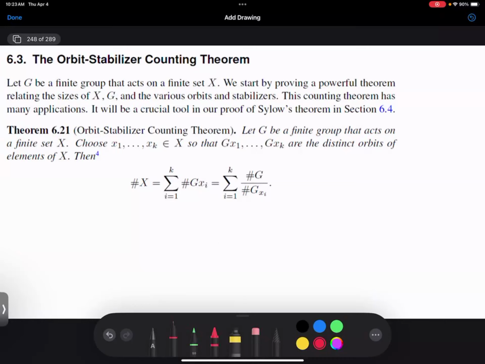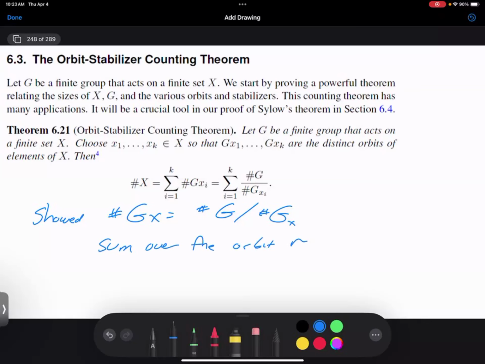And then what this is saying is the size of X is just going to be the sum of the sizes of the orbits, because no element is going to be in two different orbits. Remember, G has inverses, so if you have one element in two different orbits, you can actually get anywhere. And now we're just using the thing we proved a moment ago: the size of the orbit of x is equal to the size of G divided by the size of the stabilizer of x. And now we just sum over the orbit representatives, and we get this formula. So it's basically just applying the result we had a moment ago for each representative orbit.